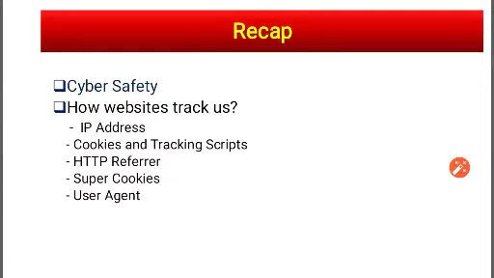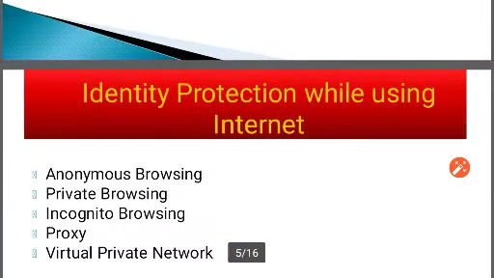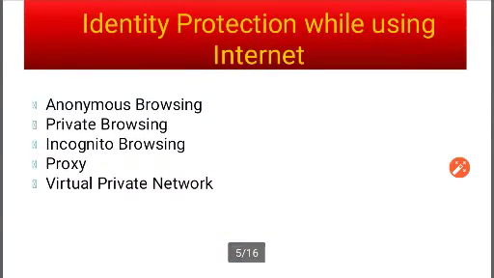Now today we will learn how to help ourselves or protect ourselves while using internet so that our personal information could not be leaked. And then we will learn what is the proper usage of passwords. So starting with the different ways of identity protection while using internet. First one is anonymous browsing, then private browsing, then incognito browsing. After that, proxy servers, and then virtual private network.